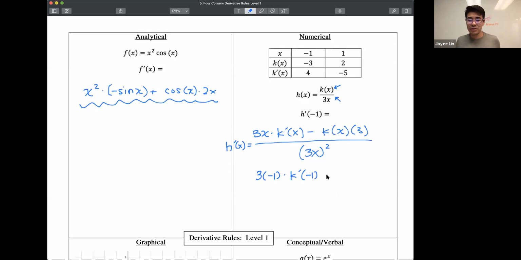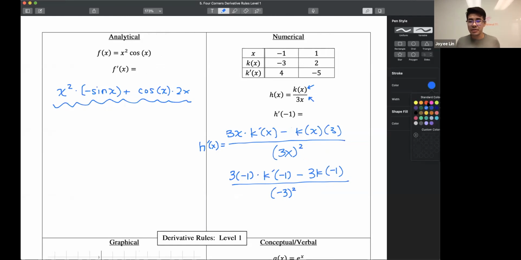K inverse of -1 minus 3K -1 all over 3 times -1 squared. So I'll just put -3 in here. And then probably you'll get another point for doing direct substitution. Yeah, so we need to directly substitute K prime of -1. So K prime of -1 is 4. So that goes in there.